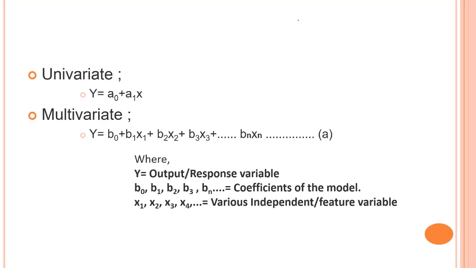Let's look into the equation of multivariate. For univariate, we have already seen f(x) = a0 + a1x. For multivariate, it's quite the same thing. The only thing that changes is the number of features. In the univariate case, we had only one independent variable, the predictor. Let's say it was square feet of house, and for that f(x) we had the price of house.